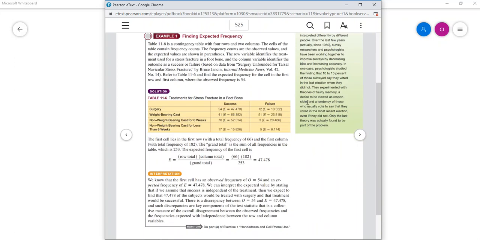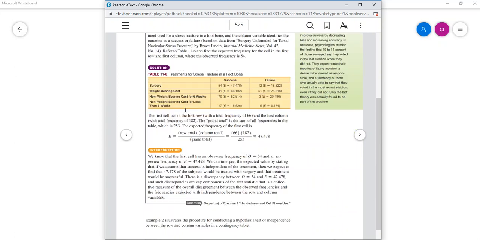So let's look at this example here. Finding expected frequencies first, and then we're going to do the chi-square test of independence on this information. What they did is they collected some data from different treatments for stress fractures in a foot bone. And we see we have 4 different types of treatment: surgery, weight-bearing cast, non-weight-bearing cast for 6 weeks, non-weight-bearing cast for less than 6 weeks. And we have 2 columns, success and failure.